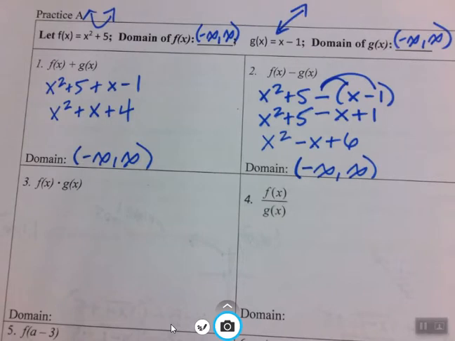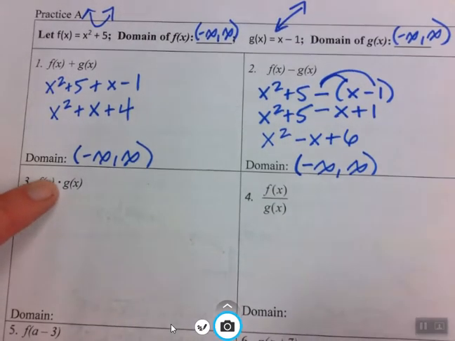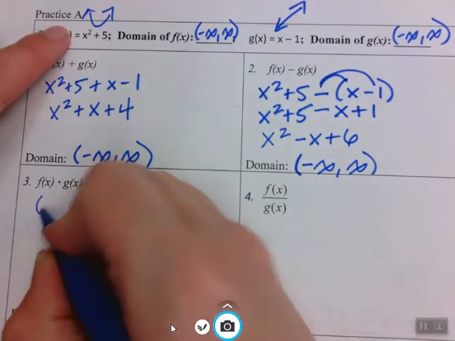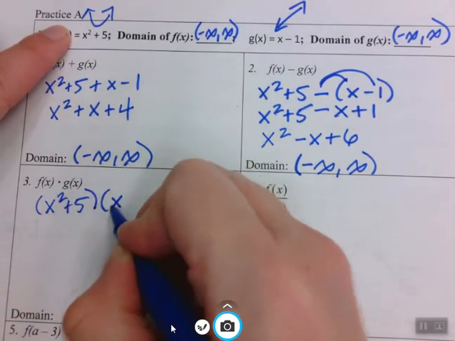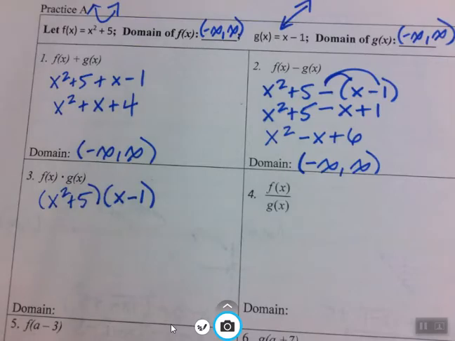Okay, so if you saw that on a quiz or a test, the adding and subtracting should be like a free point because it's not that bad. But now we're going to multiply, so there's a little bit more work to do. We got to distribute. We have x squared plus 5 times x minus 1. And now we have to distribute.